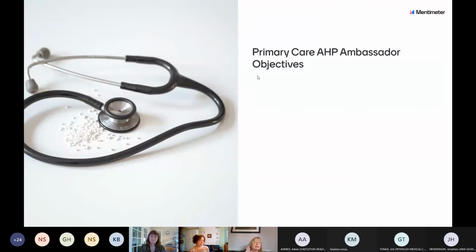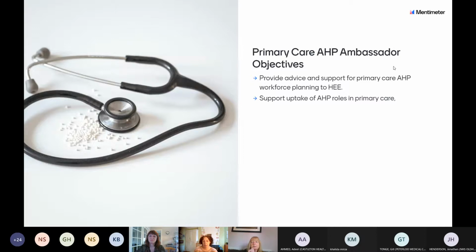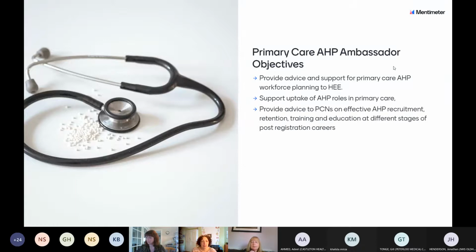Like I said, I'm a primary care ambassador. This is a seconded role. My substantive role is as an advanced practitioner for Manchester Foundation Trust physiotherapy, and as part of that level, they invited me to be an ambassador. One of the objectives is to provide advice and support primary care AHP workforce planning with Health Education England, to support the uptake of the AHP roles in primary care, and provide advice to the PCNs on effective recruitment, retention, training, and education at different stages.